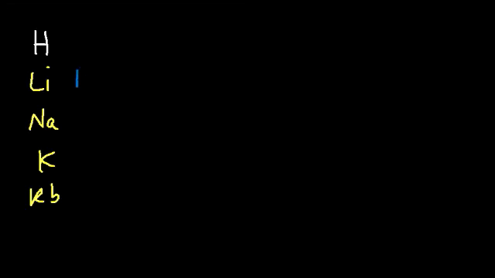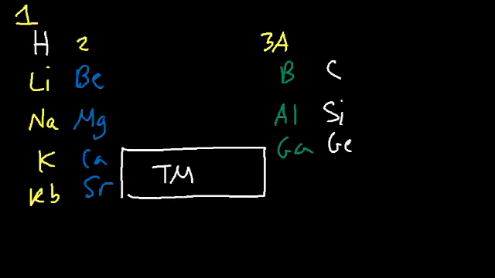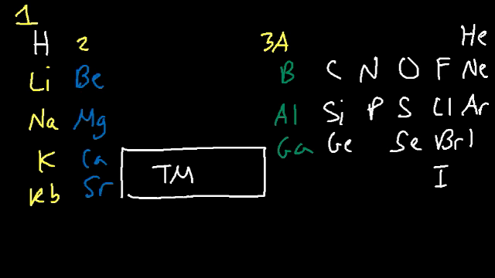And then after boron you have carbon, silicon, germanium. And then after that you have nitrogen, phosphorus, oxygen, sulfur, selenium, fluorine, chlorine, bromine, iodine. And then here's helium, neon, argon, krypton. So this is group 4A, 5A, 6A, 7A, 8A. Group 8A is the noble gases.